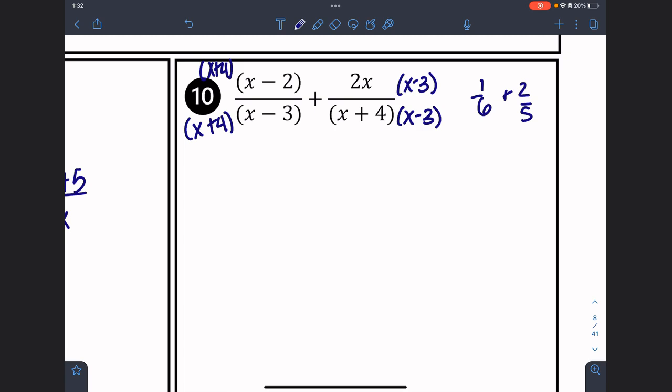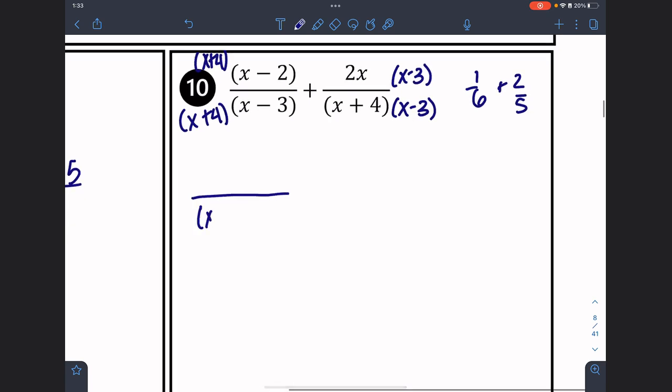So that way we're not changing the value of my equation at all. So I'm going to extend this out. This is x plus 4, x minus 3. On the top, I have x plus 4, x minus 2.